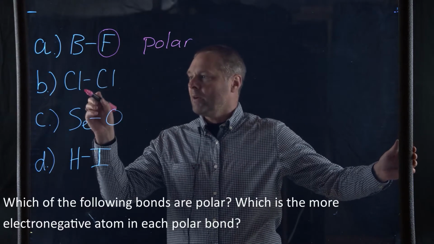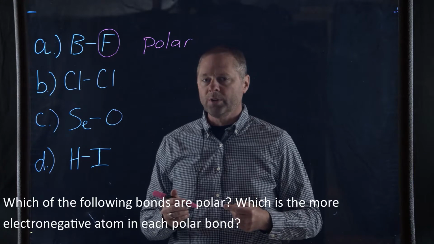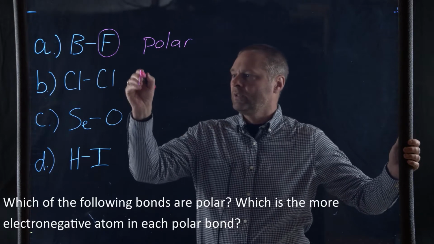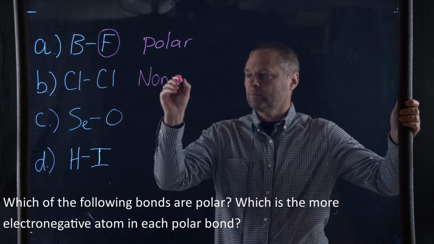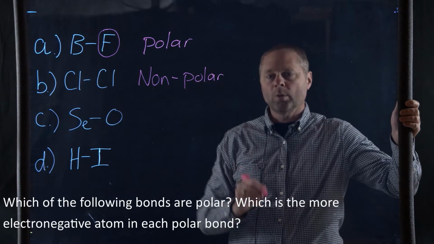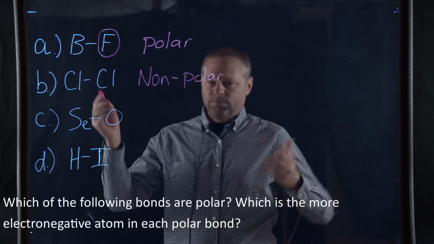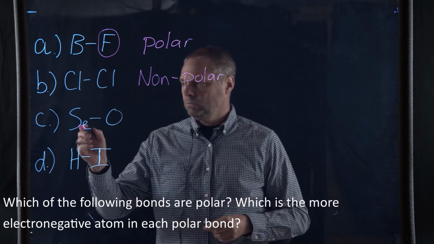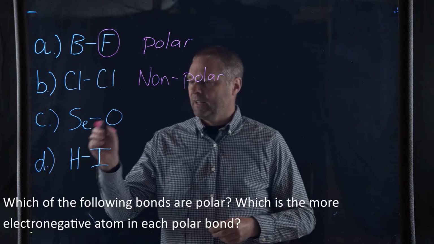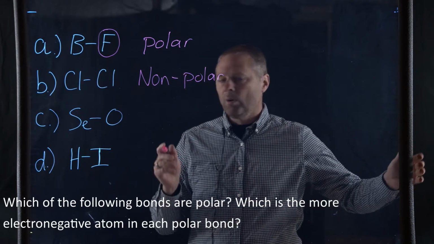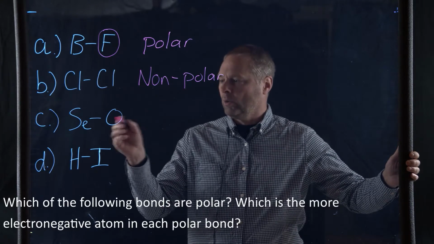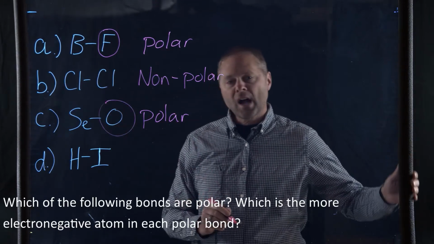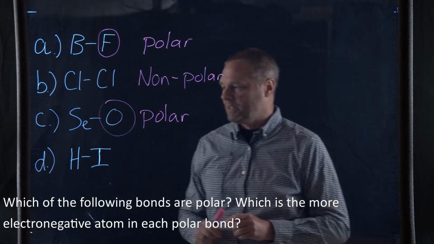For part B, we have chlorine and chlorine. Well, since that's homonuclear, there is no difference in electronegativity between the two of them. This is going to be a non-polar bond. And since it's homonuclear, they're equal in electronegativity. In part C, we have selenium and oxygen. Now, selenium is going to be below oxygen, and so oxygen is going to be more electronegative, making this a polar bond, and the oxygen is going to be the more electronegative species.